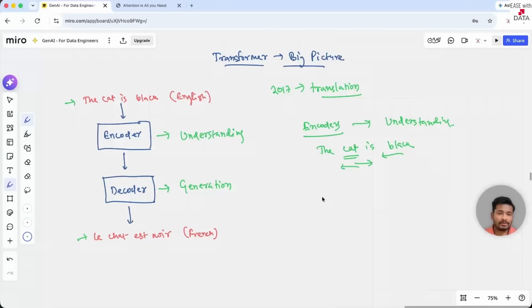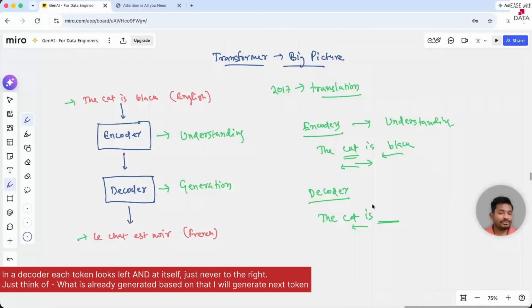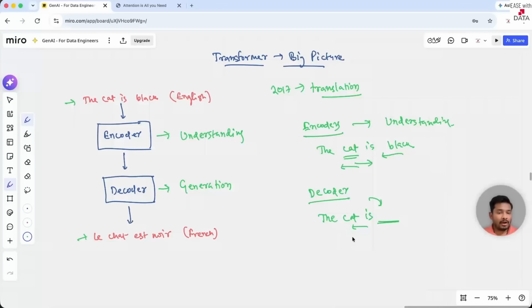Now let's talk about the second part, which is decoder. In case of decoders, they are used to generate one token or one word at a time in order to complete a statement. So, if we take the same statement, which is the cat is, and I'll let the last token be empty to predict. In this case, each token can only look on its left in order to generate the next token. There's no point of looking on its right. So, in order to generate the next token, the only way they can do is only looking on their left.